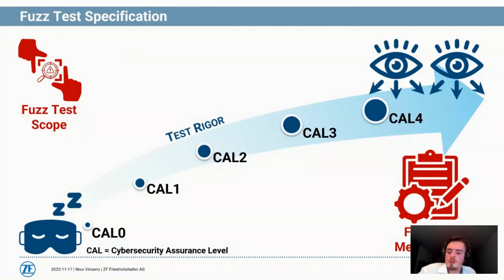And of course, an intuitive point in time for assigning those CALs, those levels, is during the creation of the TARA, where we have to look into all the interfaces and assets anyway.